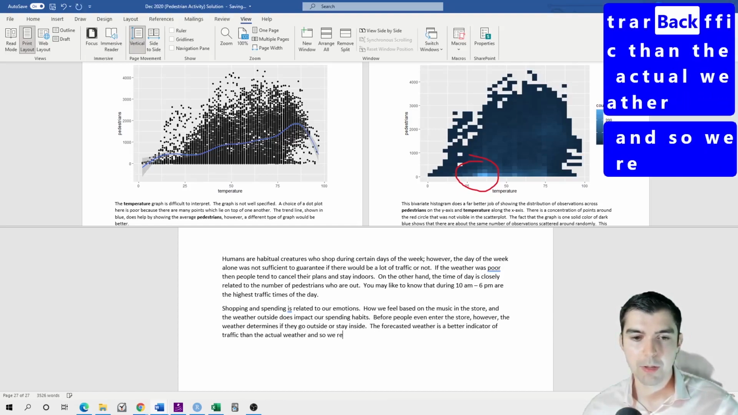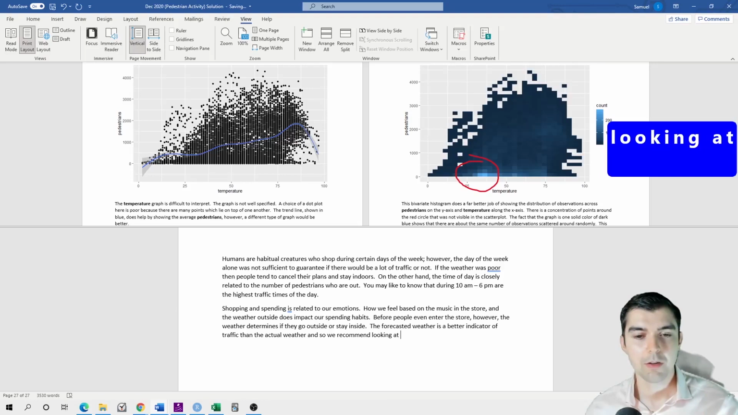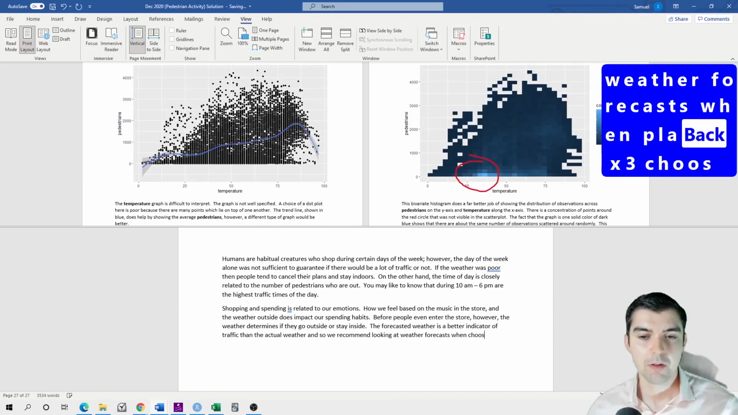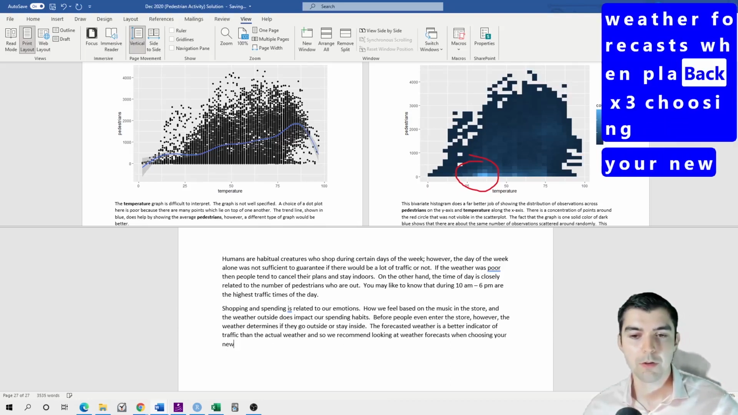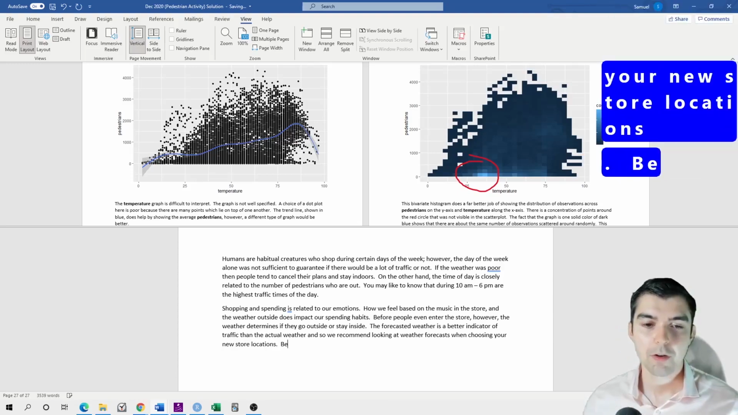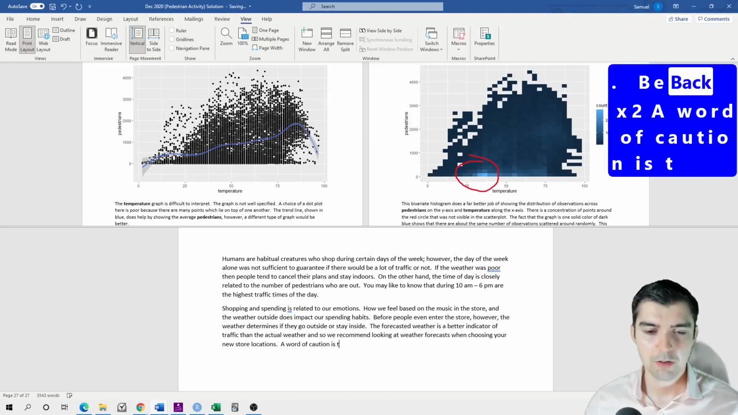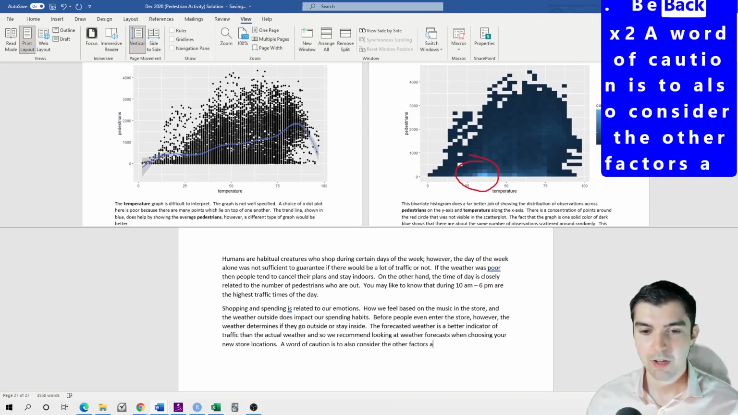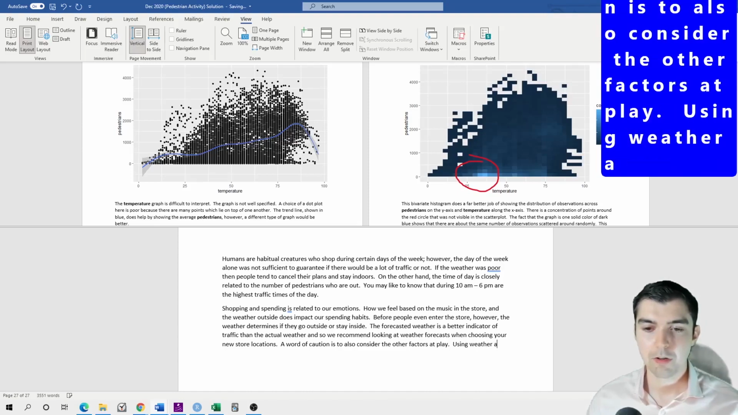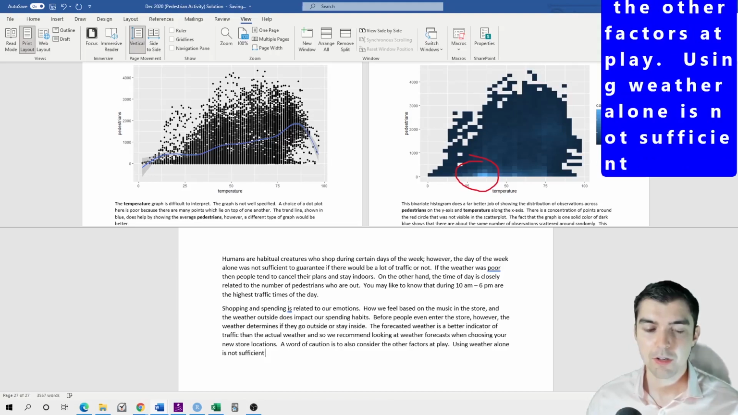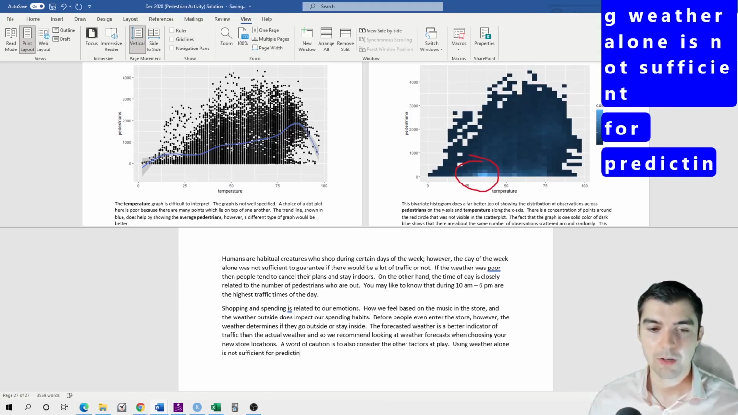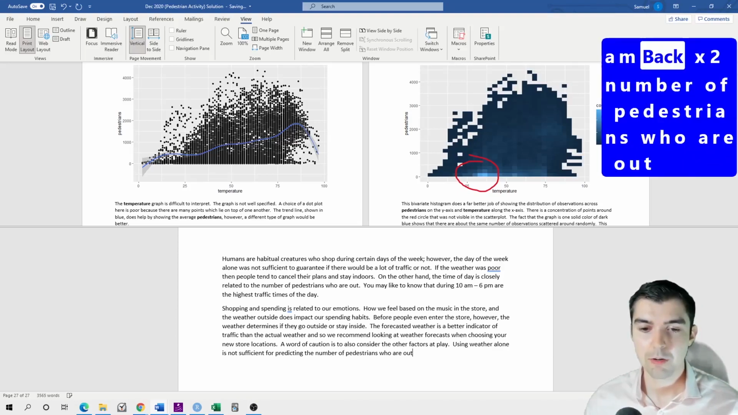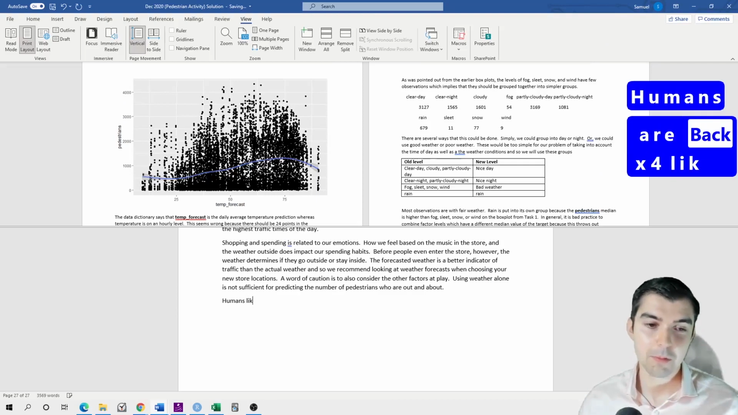And so we recommend looking at weather forecasts when choosing your new store locations. Be careful though, as a word of caution, consider the other factors at play. Using weather alone is not sufficient for predicting the amount of pedestrians who are out, the number of pedestrians out and about.